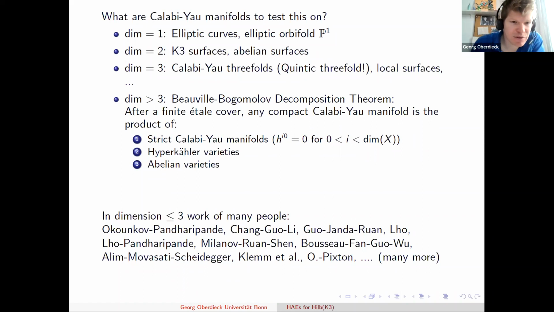Okay, so that will be the plan for today. Start with elliptic curves, go to K3 surfaces, and then go to hyperkähler varieties, the Hilbert schemes of points. This builds on, in dimension less than 3, a lot of work of various people. I cannot go through the list of all of them, so let me just leave it like this.